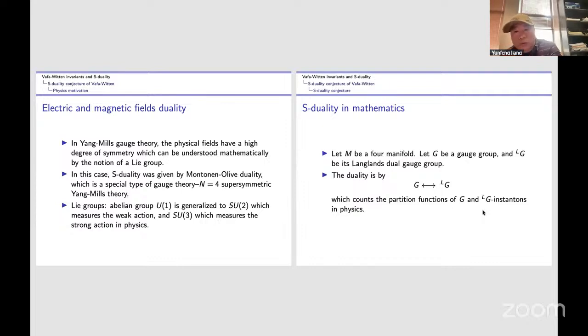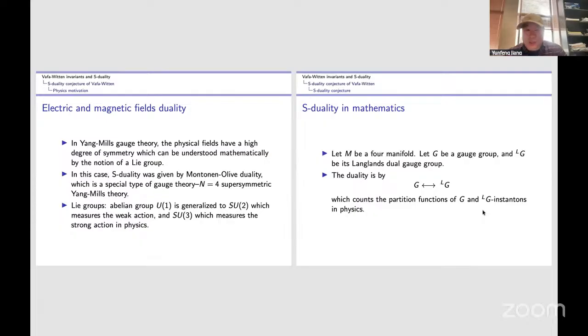The Langlands dual G and LG means that for any reductive group we have the root system. You take the root system and then you take the dual root system and find the corresponding group, called LG. So this is really a duality, which is very popular and important recently in number theory, called the Langlands correspondence. And maybe also, I guess you heard about the geometric Langlands correspondence. So the duality is given by G to LG, which in physics they say counts the partition function of the G or LG instantons.